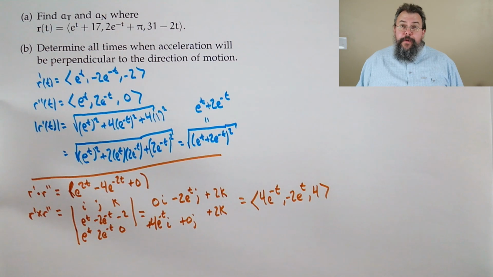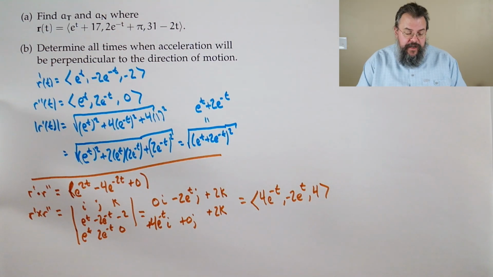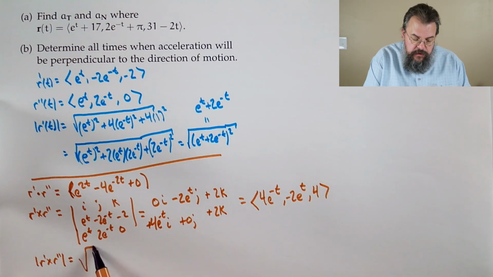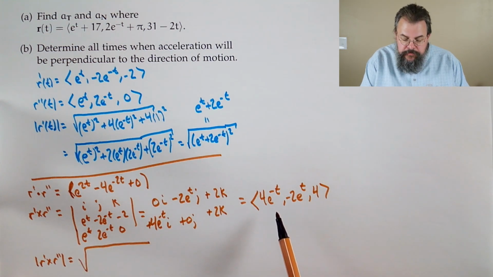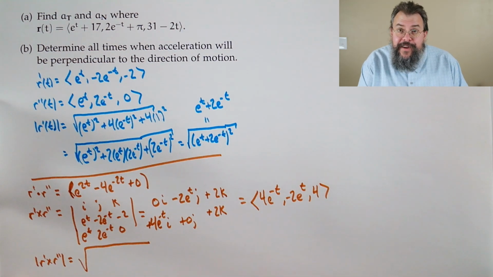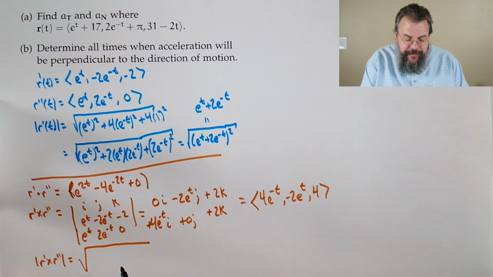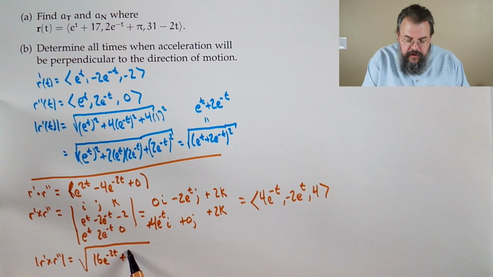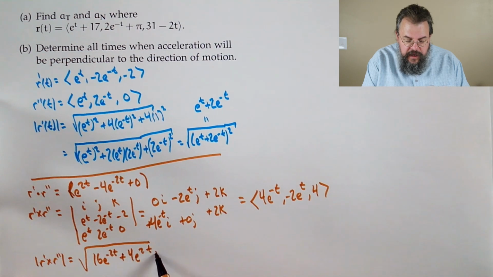Well, the other part we need is the magnitude of this cross product. So, magnitude, r prime cross r double prime. Well, that will be the square root of, okay, well, we might be here a while. Or, maybe not. We can actually save ourselves some work. Well, okay, let's pretend like we didn't see anything clever. We'll come back and point out something clever in a second. Okay, so you square the first term, 16e to the minus 2t, plus, square the second term, 4e to the 2t, and plus 16.